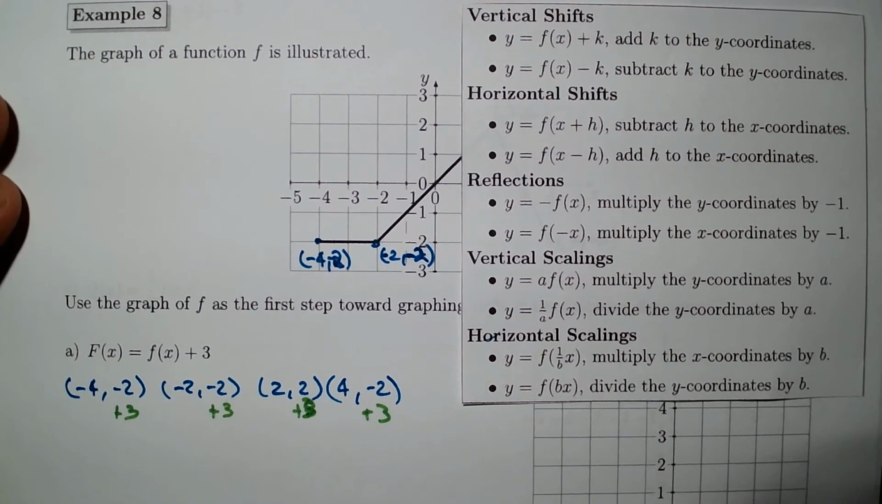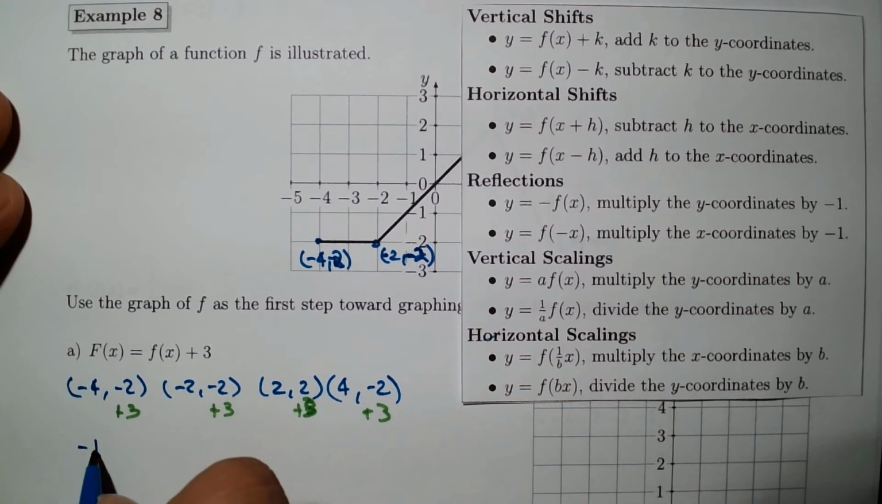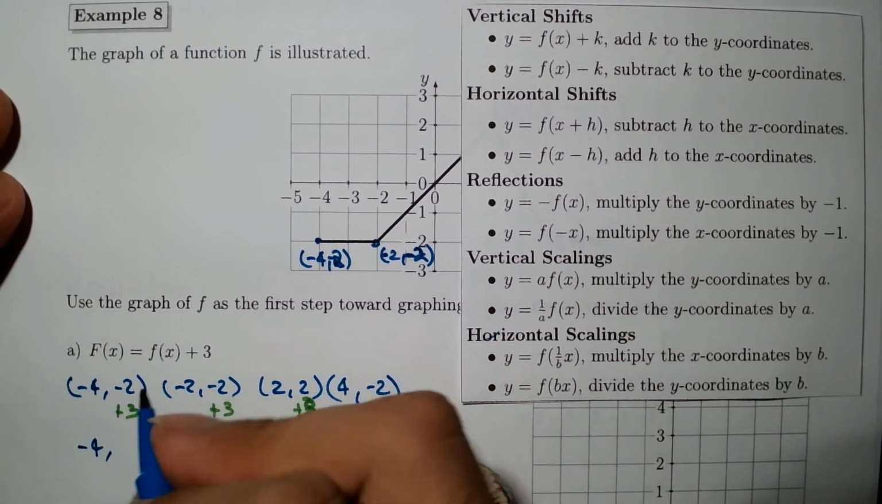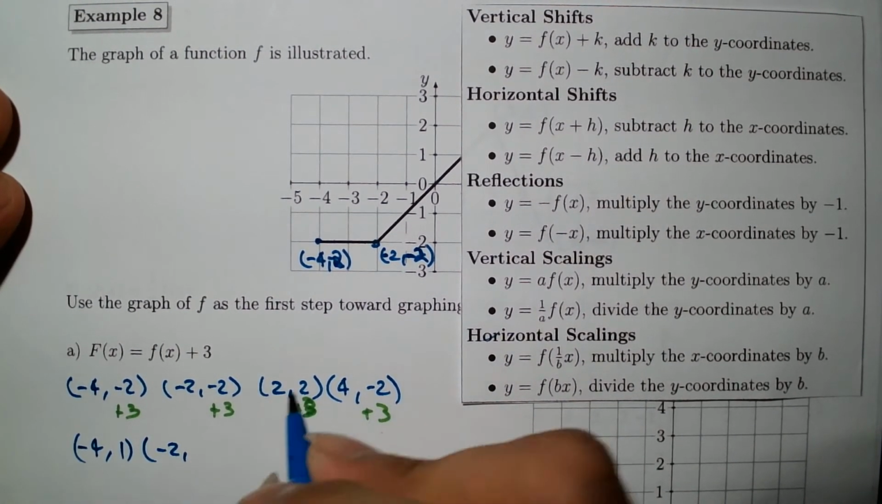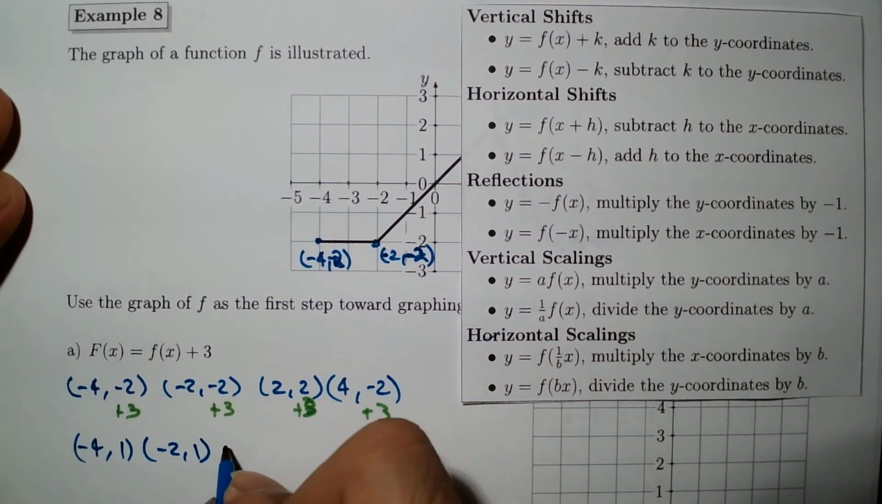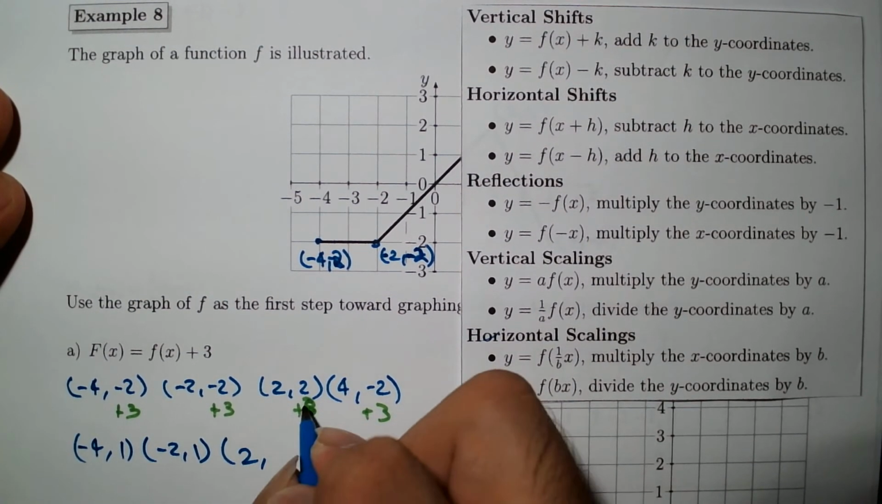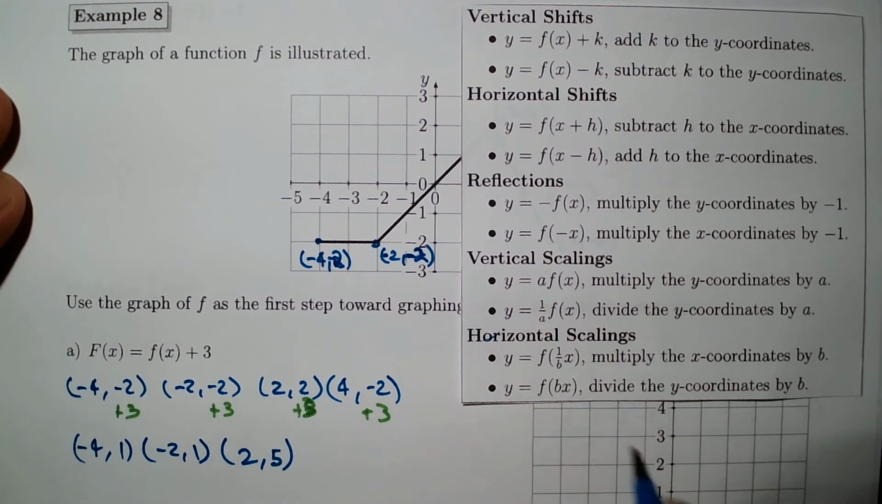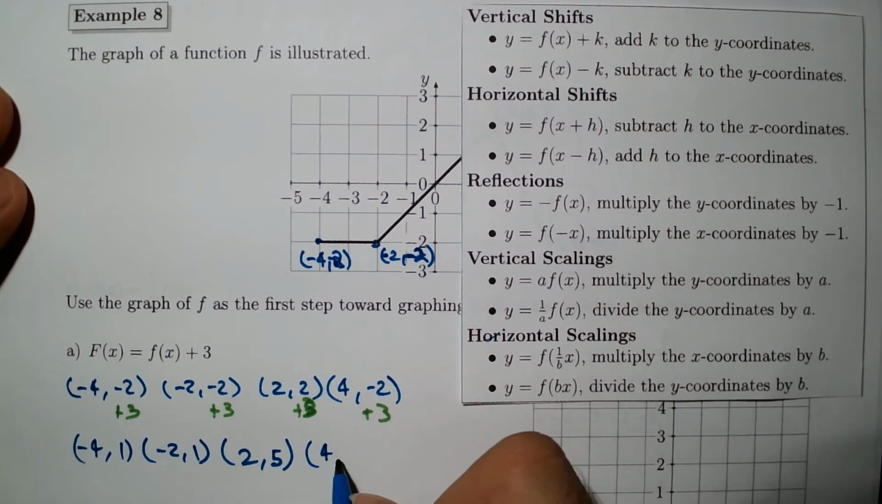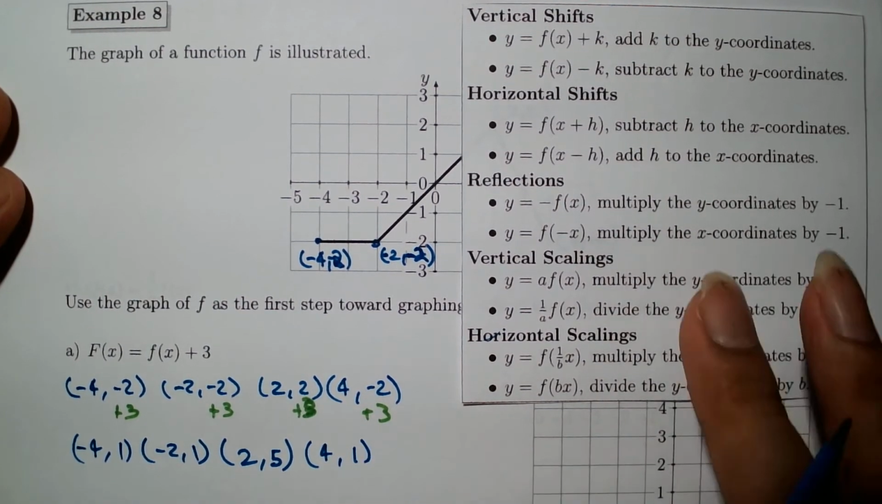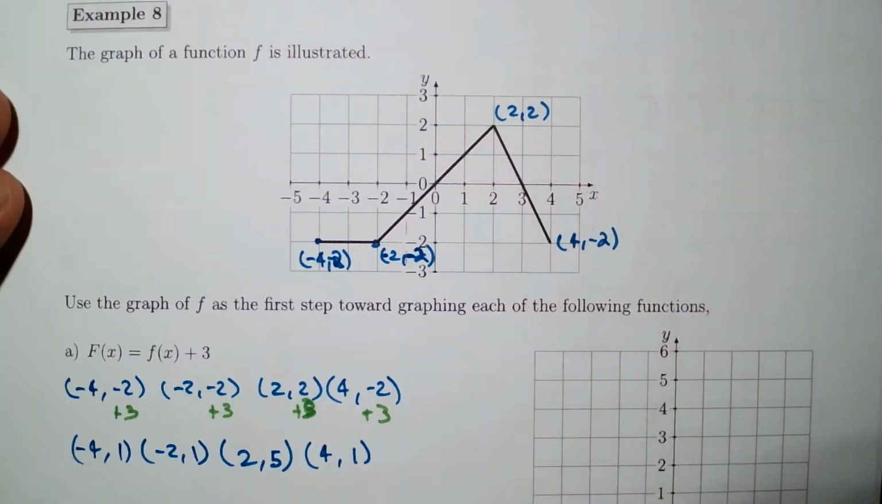So the new points we are going to obtain here are going to be negative 4, still the same. 3 minus 2, that's a 1. Negative 2, comma 1 also, and 2, comma 5. And 3 minus 2, that's also 1. 4, comma 1. So I'm going to plot these points again.